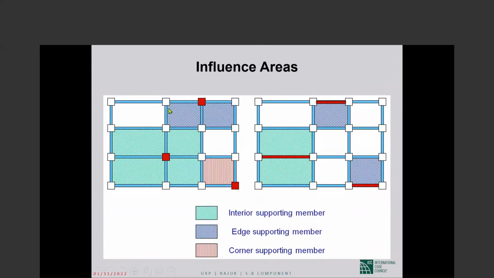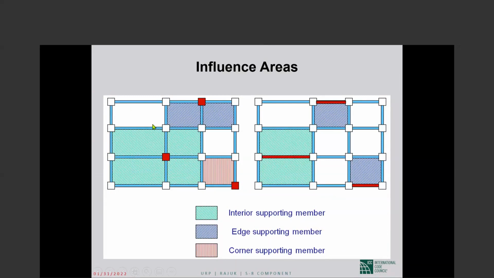Now, influence area is the entire area that influences the load on that column. This is not tributary area. Tributary area is the area that contributes load to the column, directly supported by the column.